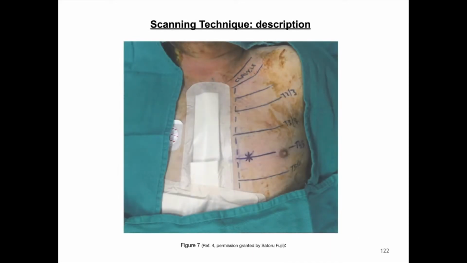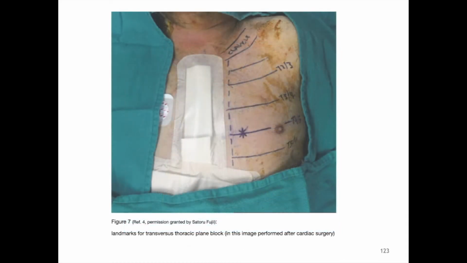Here are the landmarks for the transversus thoracic plane block, which in this image is performed after cardiac surgery. A high-frequency linear ultrasound probe is placed on the chest in the parasagittal plane and medial to the mid-clavicular line over ribs 3 and 4 or 4 and 5.